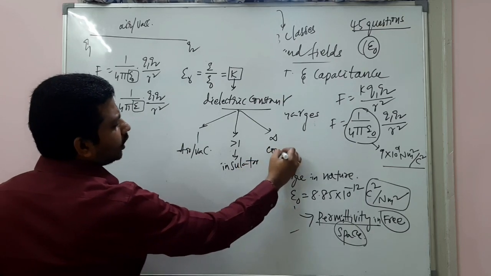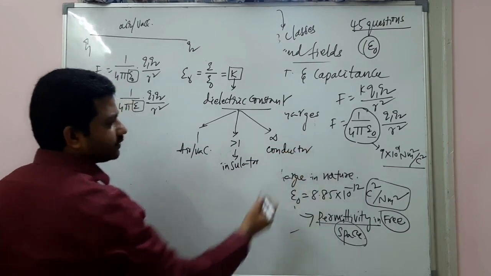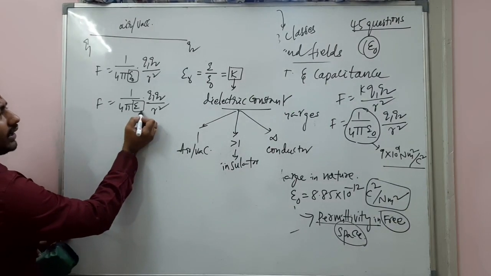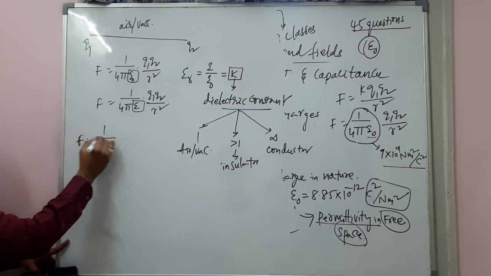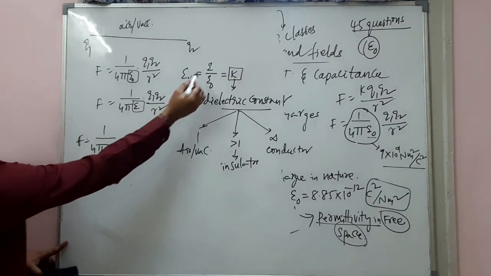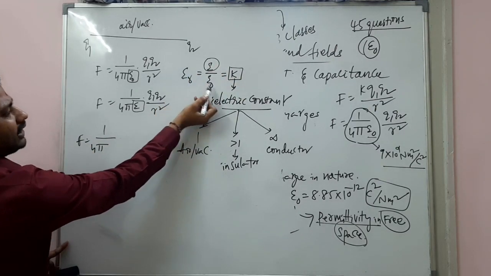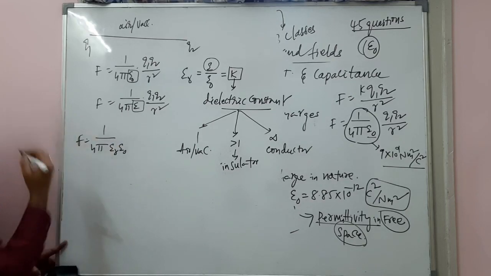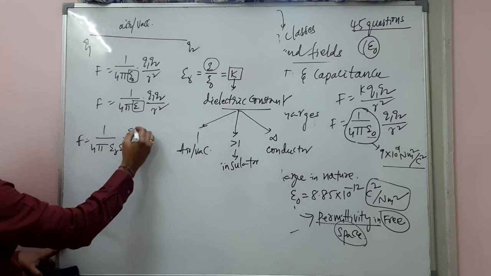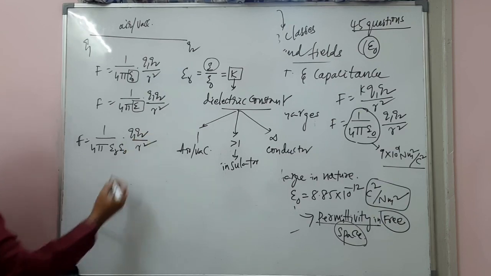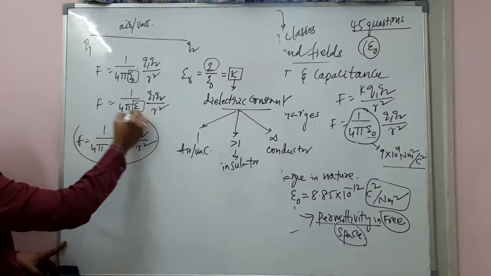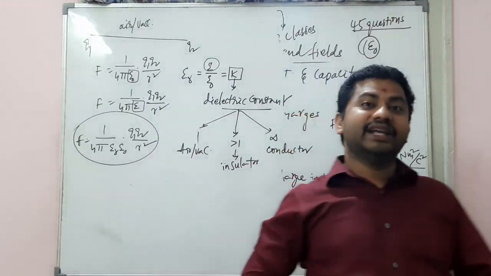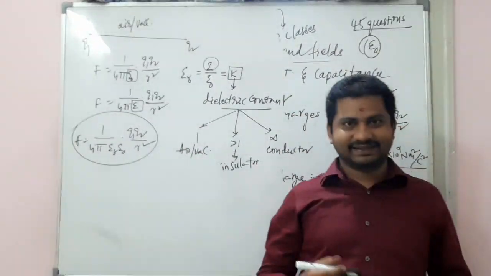And this is for a conductor, my dear students. In the place of epsilon, what can I keep? So F is equal to 1 by 4 pi, and in place of epsilon, I can write the multiplication of these two: relative permittivity into epsilon naught, divided by Q1 Q2 by R square. So this is called the force of interaction when there is a medium present between the two charges.